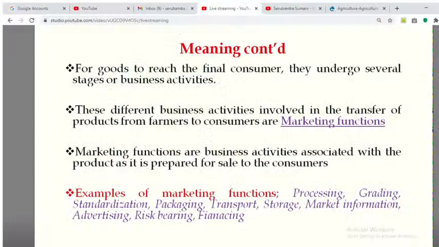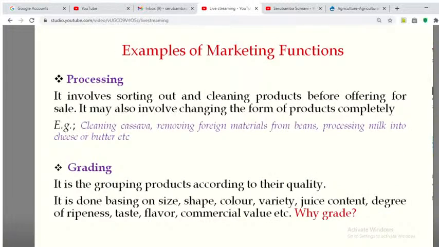Okay? Though there are many of them, we need to know which comes after the other. You can see there we have a number of examples of these marketing functions, things like processing, grading, packaging, transportation, advertising, and the like. We're going to look at each of these functions one at a time, and we get to realize how important they are in the marketing process. So without wasting much time, let's begin looking at these different marketing functions. Now, the first marketing function I'm talking of here is processing.